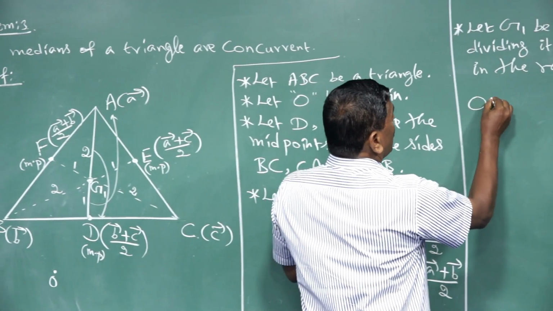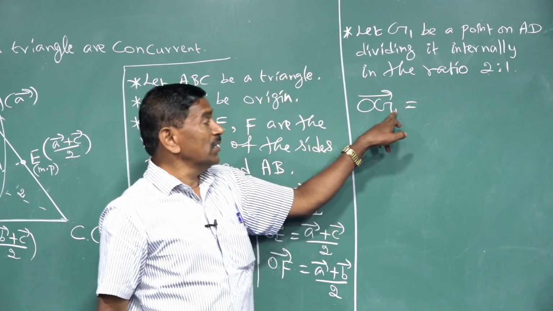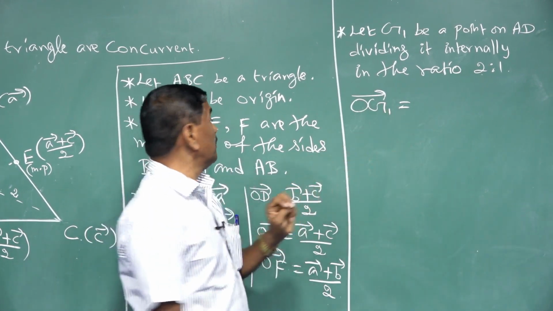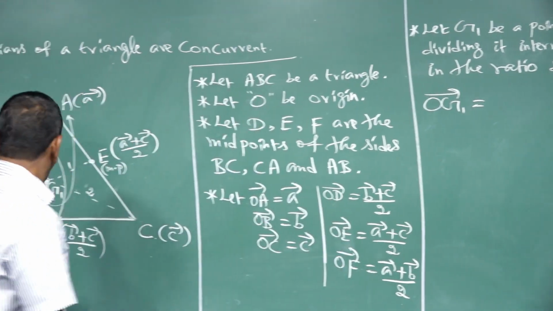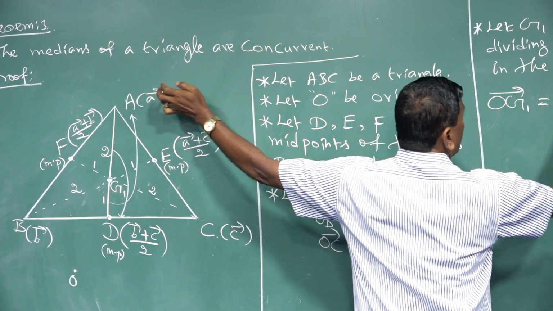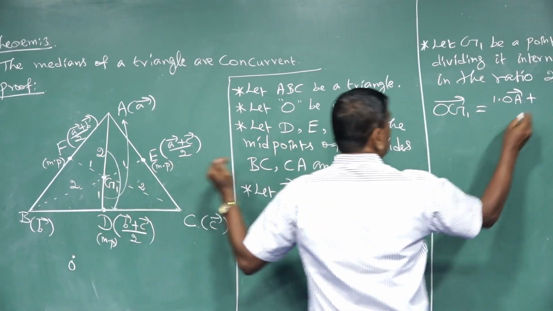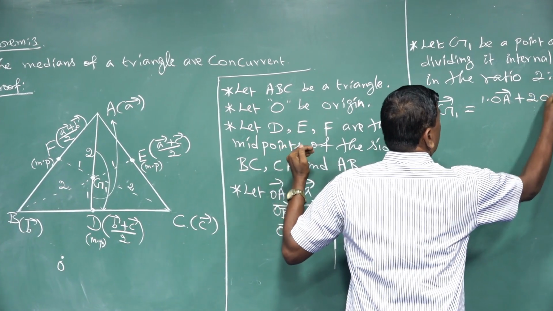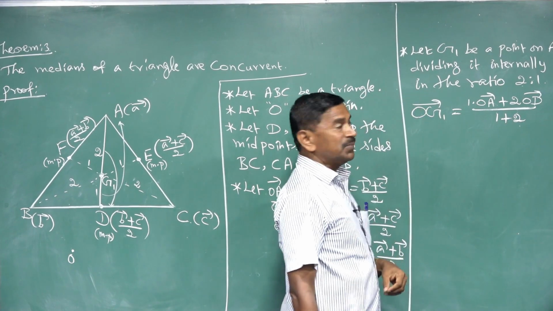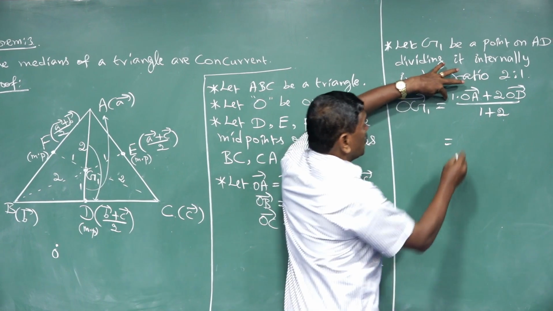Now listen, OG1 vector, that is the position vector of G1 with respect to origin O, is given from the diagram by OG1 vector equal to 1 into OA vector plus 2 into OD vector divided by 1 plus 2 by the section formula. Now, next step yourself.